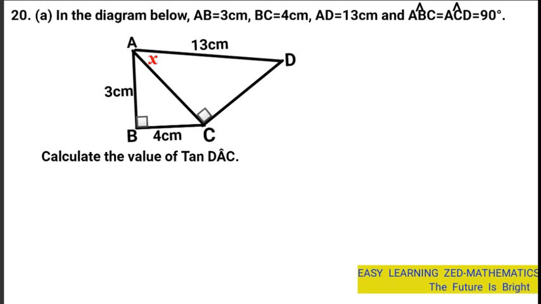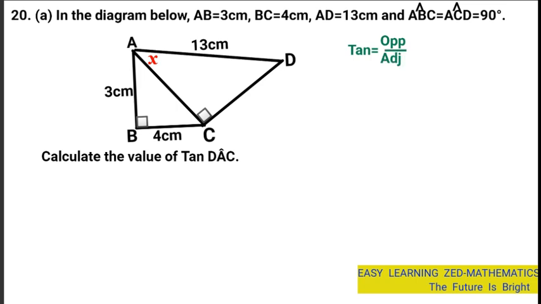So the one which is marked by x is the angle we want to find the tangent for. Okay, now let's go to the formula of tangent. Tangent theta, but I do not have theta, so I'm going to skip theta. Tangent theta is equal to opposite side over adjacent side. That is the formula for finding the tangent of theta.